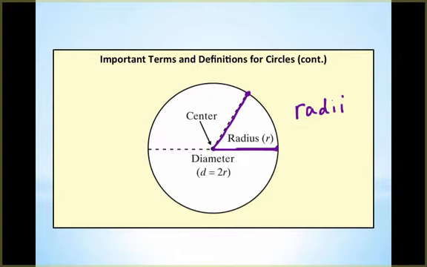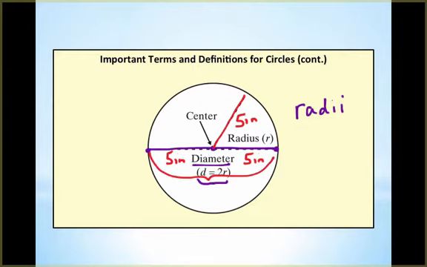If I draw a line from one side of the circle through the center and to the opposite point of the circle, then that's what we call the diameter. And notice that the diameter, this is a really important relationship. The diameter is twice as long as the radius, so that if I knew that this had a radius of 5 inches, then the diameter, which would be this entire distance, would be twice as long, and it would be 10 inches.